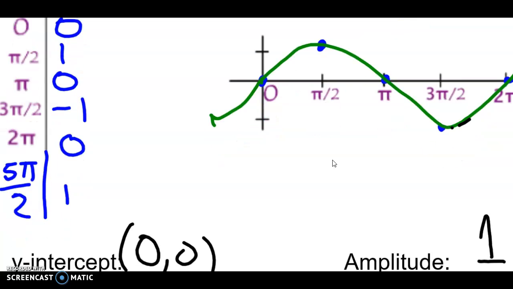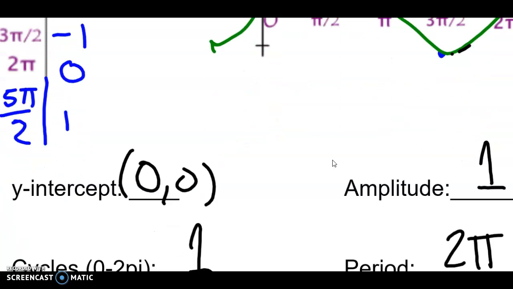And then look at this information. The y-intercept is at 0, 0. How many cycles are there from 0 to 2 pi? That should say 2 pi in your notes. There is 1. What is the amplitude? And these are opposite in your notes. So the amplitude is 1 and the period is 2 pi. So complete those for sine.